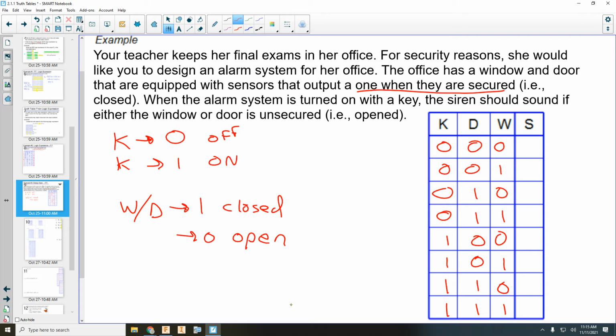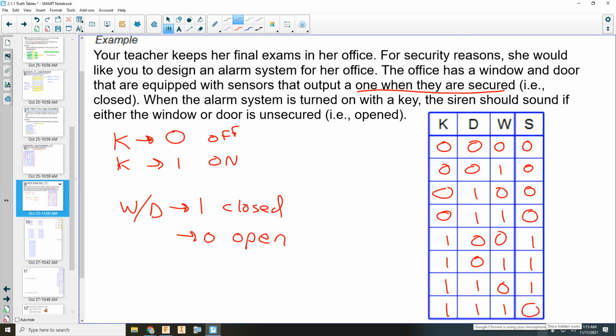So when should we sound the alarm? Yeah, if the alarm system's not on, we don't want to sound an alarm, right? So rows 4, 5, and 6. And then if the alarm's on, both the door and the window better be closed.